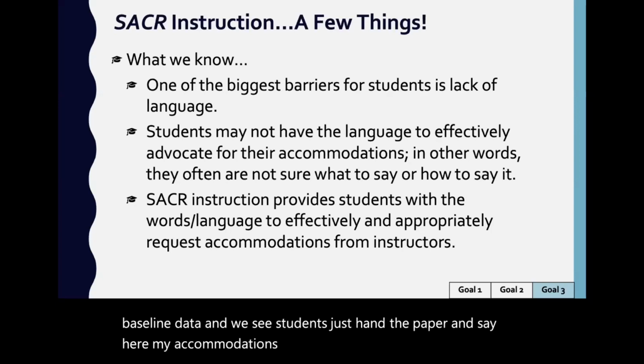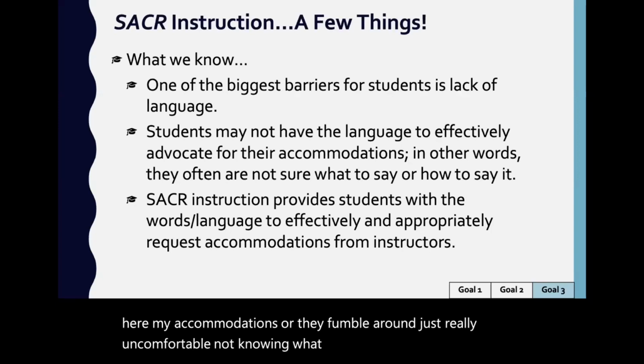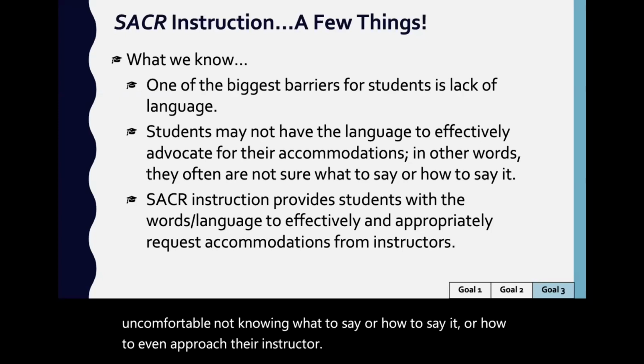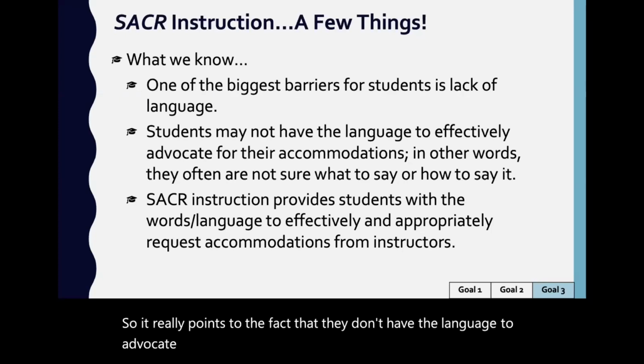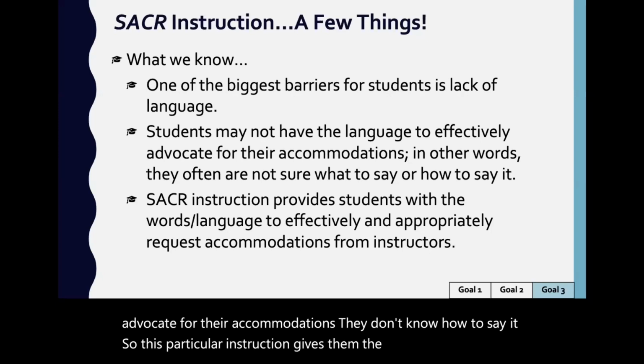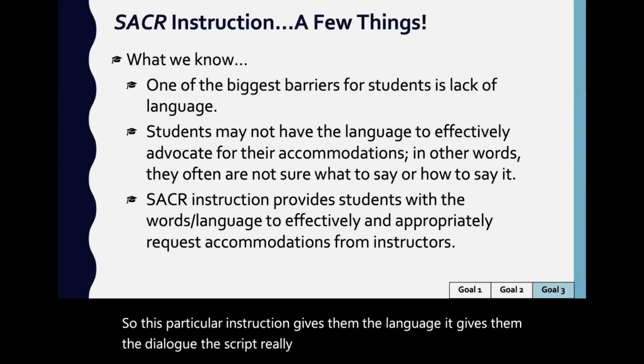Or they fumble around, just really uncomfortable, not knowing what to say or how to say it or how to even approach their instructor. So it really points to the fact that they don't have the language to advocate for their accommodations. They don't know how to say it. So this particular instruction gives them the language. It gives them the dialogue, the script really, to help them guide that conversation.